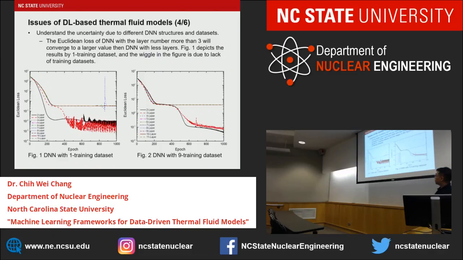The third question is the uncertainty due to the neural network structure and the different data sets. The left-hand side picture shows the performance of the neural network with different structures. The neural network with a smaller structure tends to converge fast. However, the neural network with a large structure may have some difficulty converging.